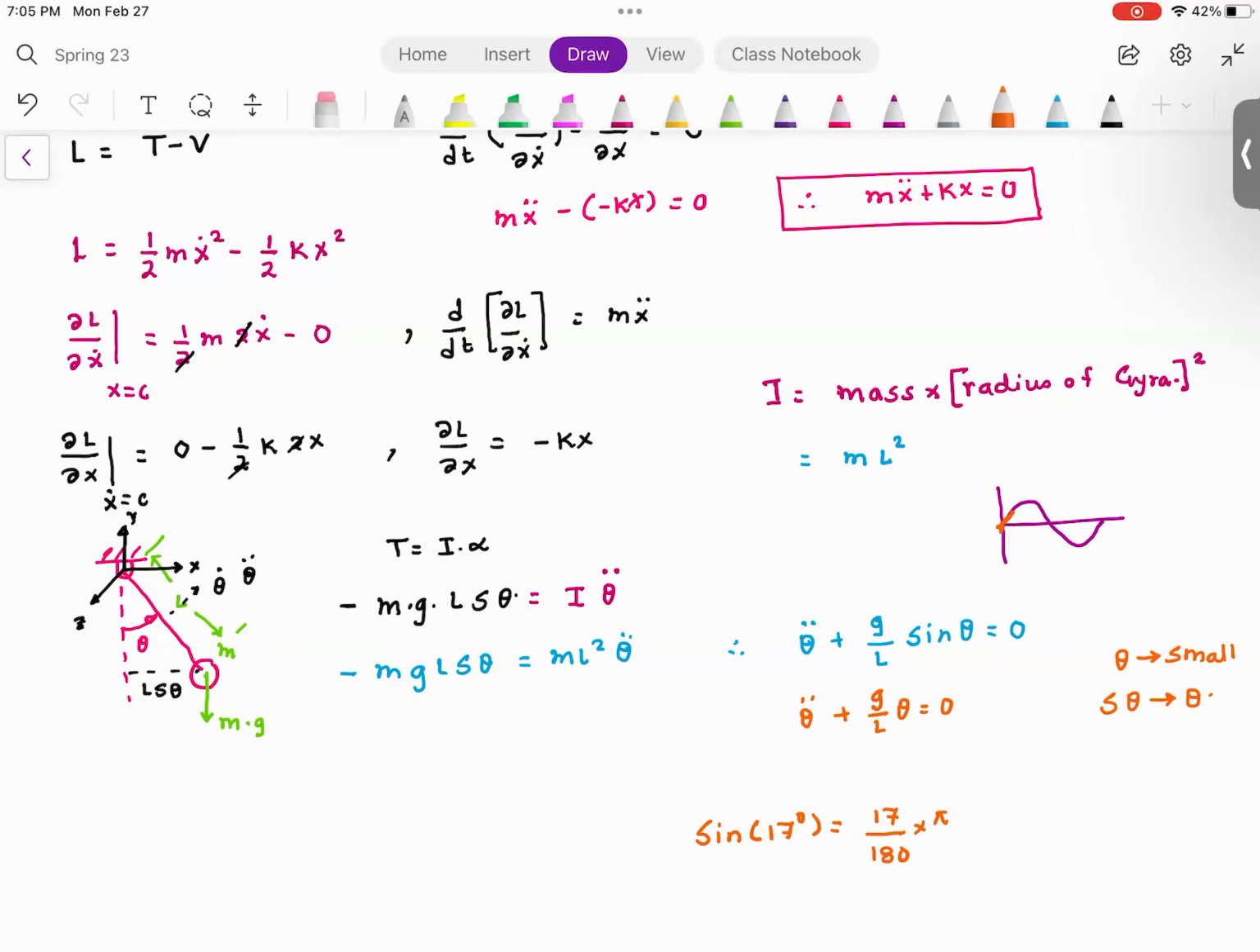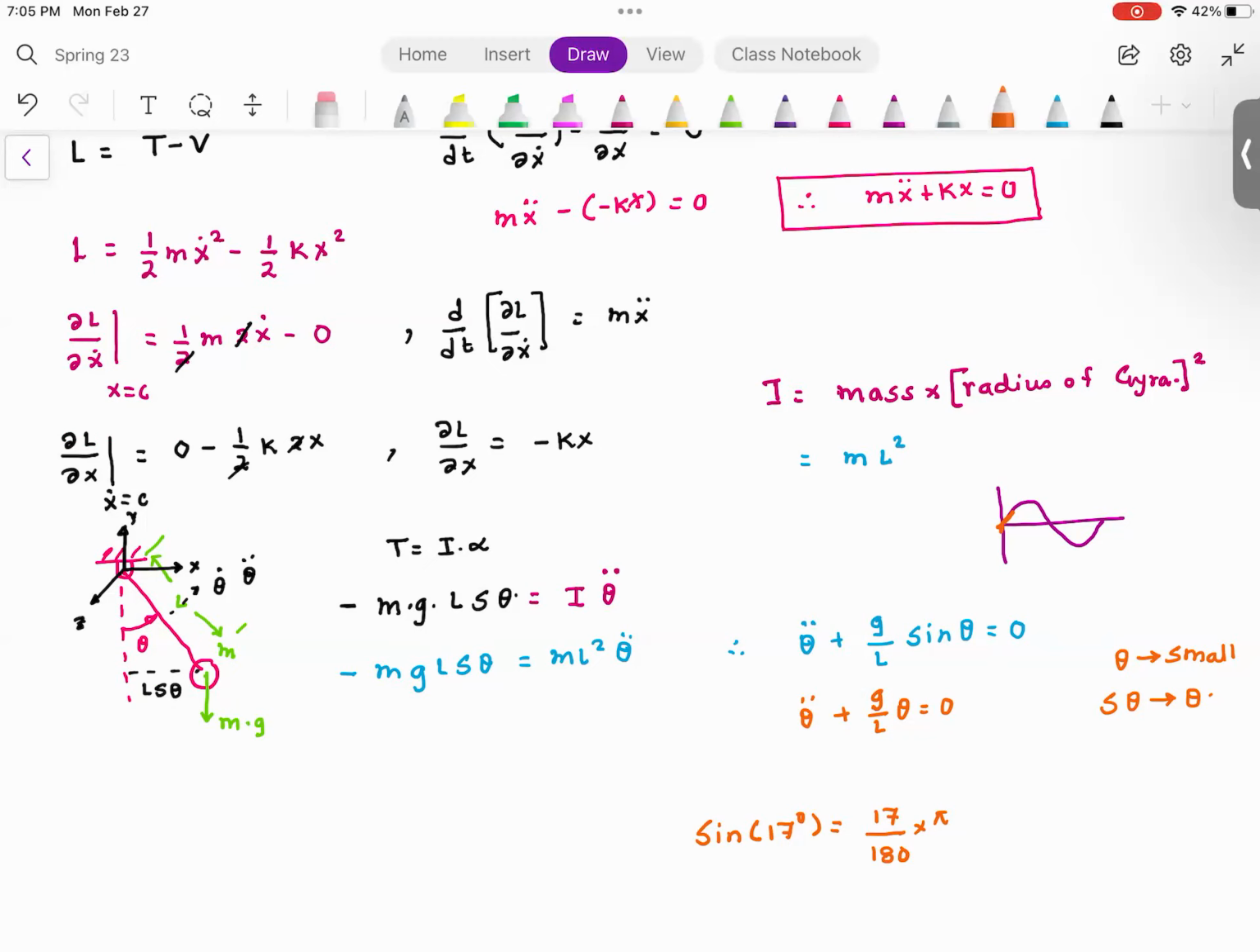So I didn't clarify this. What happens is, if the pendulum oscillations go beyond 17 degrees, the period is a function of the pendulum dynamics. The period, the amount of time it takes to complete one oscillation, is not constant. That's what happens.